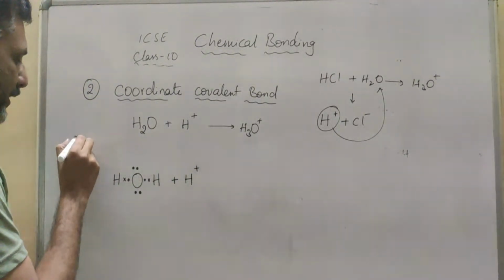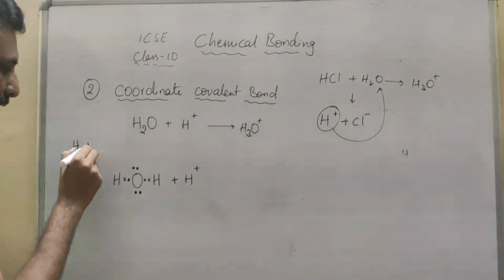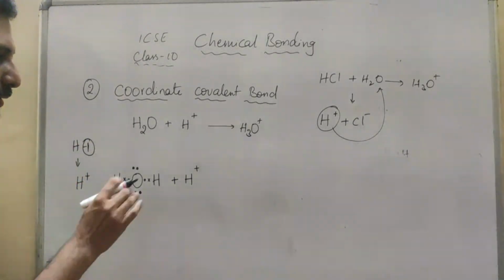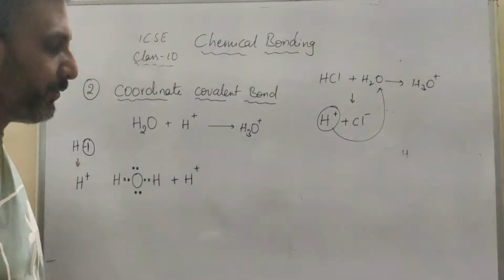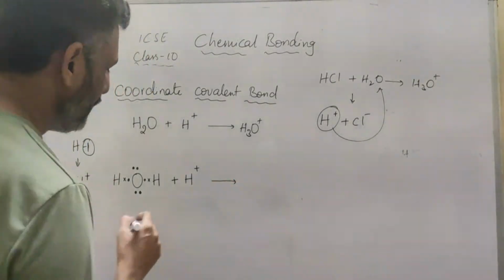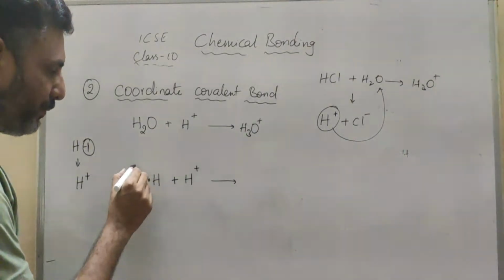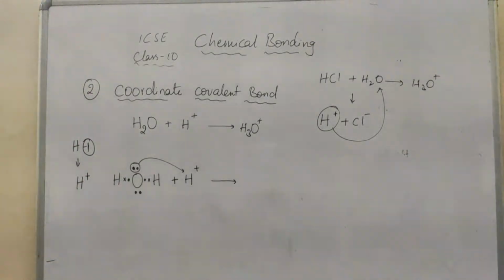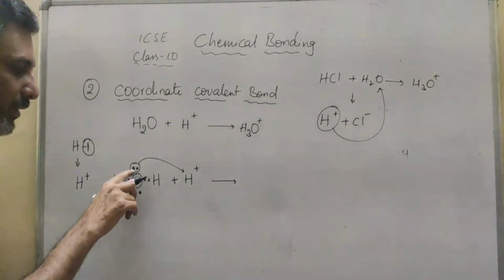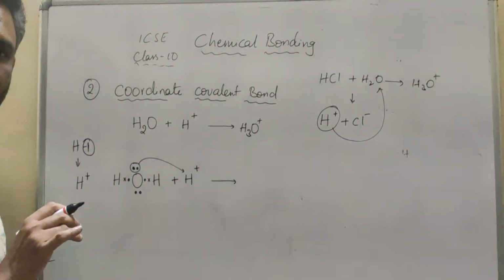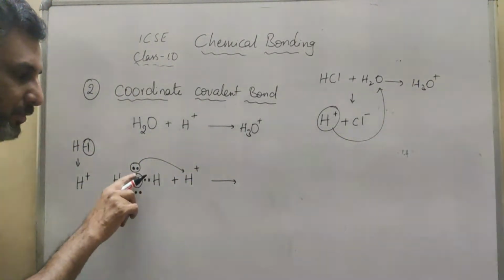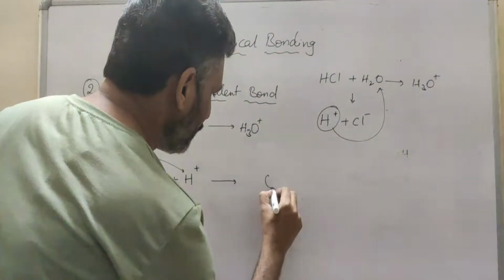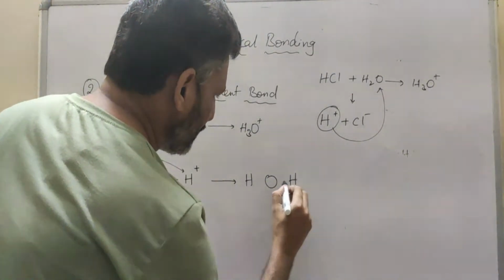Hydrogen contains only 1 electron, and when this 1 electron is lost, hydrogen becomes hydrogen ion. So H plus does not contain any electrons. That's why this pair of electrons will be given by oxygen to this H plus. In this case, only one atom is contributing both the electrons. Only the oxygen atom is contributing both the electrons, and H plus is not contributing any electrons. So the bonding is possible like this.